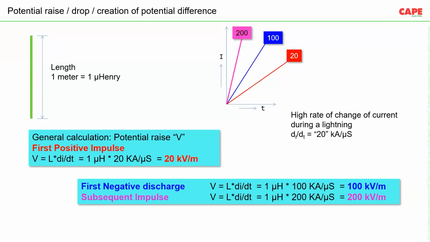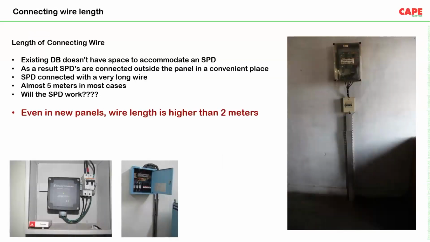Similarly, in case of subsequent impulses, if we consider the same formula, L di/dt, 1 microhenry will be the impedance, and the di/dt as shown in the graph is around 200 kiloamperes per microsecond. Voltage drop will be around 200 kV per meter. So you can see even 1 meter of wire, which is generally what we use in our electrical system while connecting the SPD, can cause up to 200 kV per meter voltage drop. Practically, it may be a little bit less or a little bit more, but still it's a very high value. This is one of the major problems we experience while connecting an SPD.